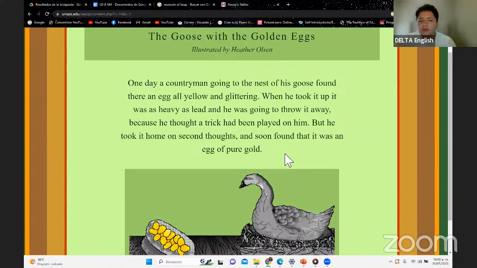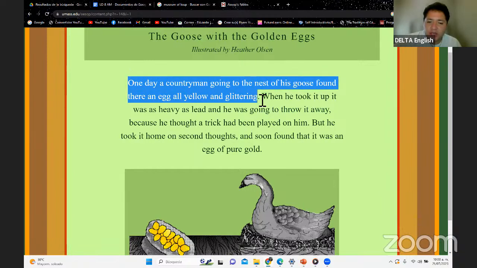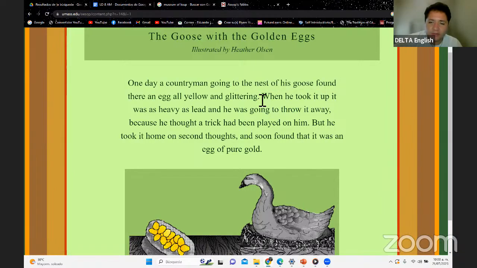Okay, very well. So let's analyze the tenses. In the first part, what tenses do we have? Un día un hombre de la ciudad fue al nido de su ganso, right? Here we have going. You would think that is present continuous, but it's not. This is simply the gerund form.